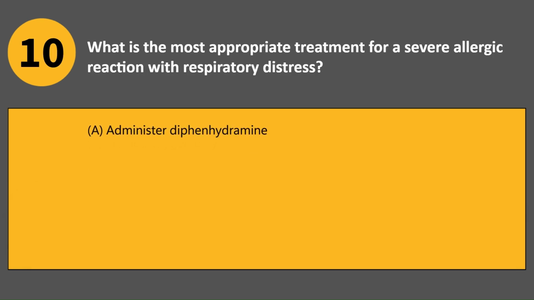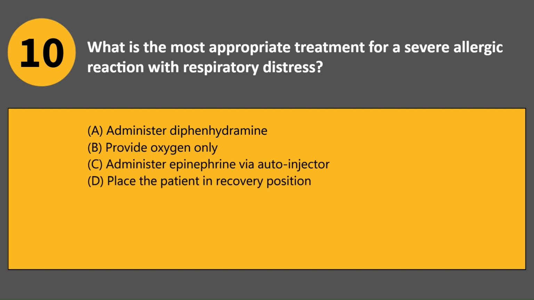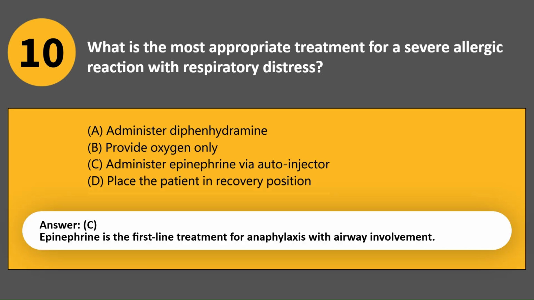What is the most appropriate treatment for a severe allergic reaction with respiratory distress? A. Administer diphenhydramine. B. Provide oxygen only. C. Administer epinephrine via autoinjector. D. Place the patient in recovery position. Answer: C. Epinephrine is the first-line treatment for anaphylaxis with airway involvement.